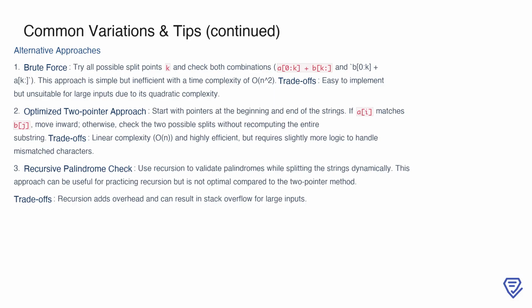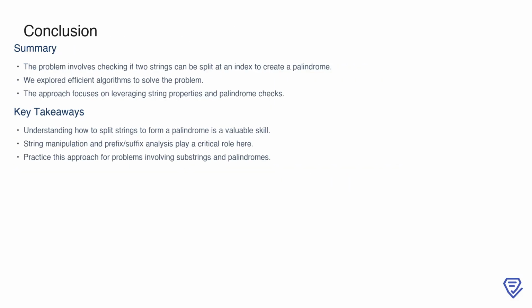Here, you start with pointers at the boundaries of the strings and move inward, checking for mismatches. If a mismatch occurs, you evaluate the two possible splits without recomputing the entire substring. This method achieves linear complexity and is highly efficient, though it requires careful handling of mismatched characters. Another alternative is a recursive palindrome check, which dynamically validates palindromes while splitting the strings. While useful for practicing recursion, this approach is less optimal due to its overhead and potential stack overflow for large inputs. Each method has its trade-offs, so understanding their advantages and limitations will help you choose the best approach for a given scenario.